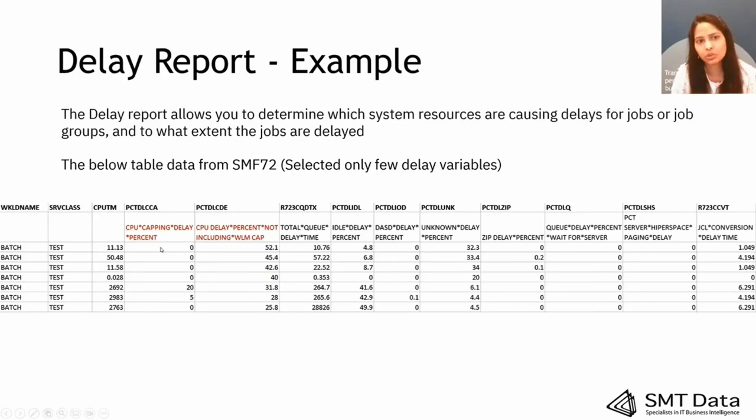I want to show you two things here. One is PCT DLCCA and PCT DLCDA. CCA is for the CPU capping delay, so it includes the capping delay. And the next one is not including any capping: CPU delay percent not including the WLM capping, not including your resource group capping delay. So these two things, and there are lots of other delay variables from type 72, like queue delay and total queue delay time.